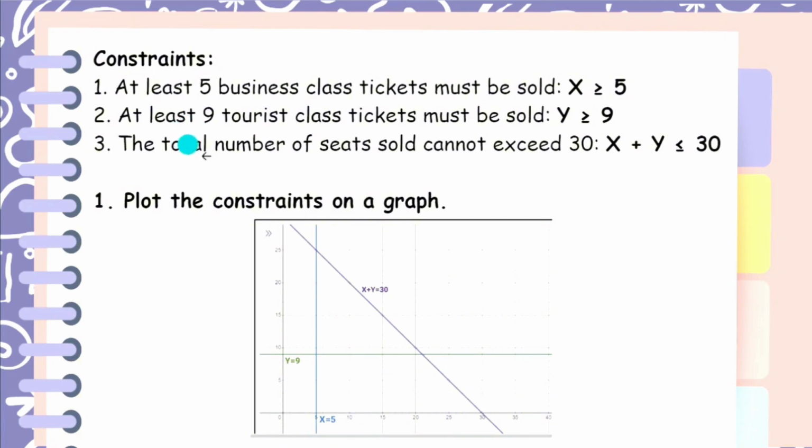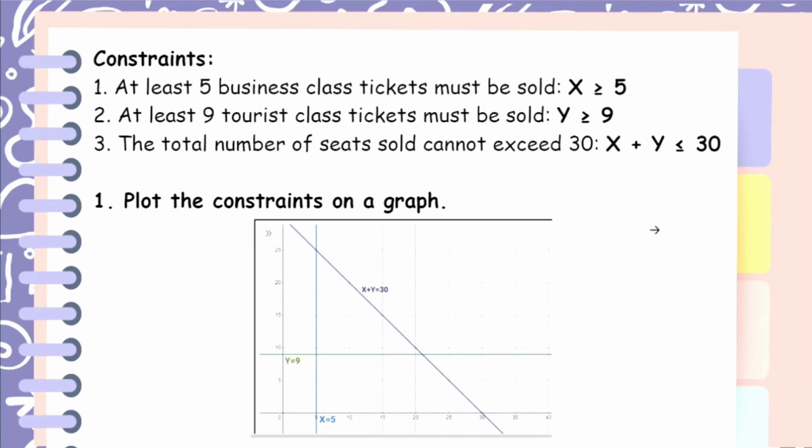And lastly, the total number of seats sold cannot exceed 30, and this represents the inequality x plus y is less than or equal to 30. The next step is to plot the following inequalities in a Cartesian plane.